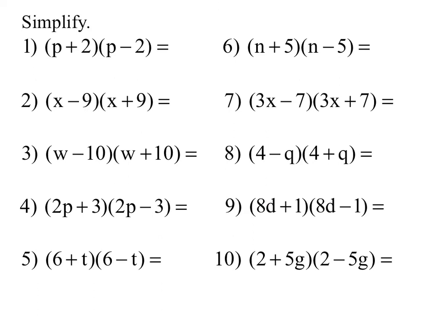All right, I'm going to do one more with you, and I want you to stop the recording and then continue. So remember, on number 1, we're going to square the first term, p squared minus 4. Square the second term, 2, and add a difference sign in the middle to get the difference of squares. Now pause the recording and finish the rest of the problems. Now check your work. Number 2 is x squared minus 81. Number 3 is w squared minus 100.